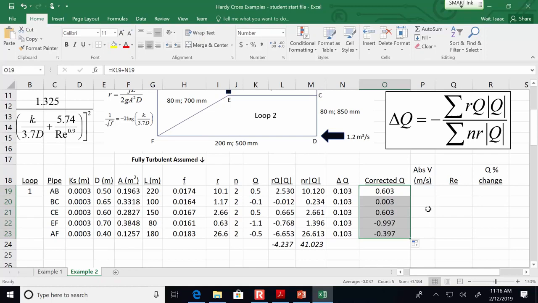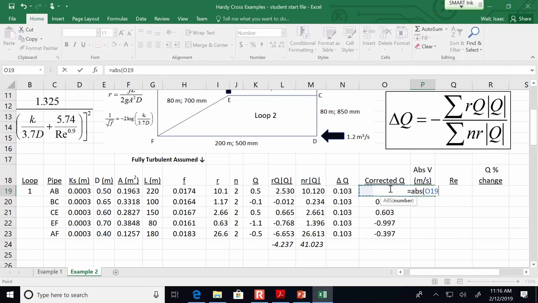And then the absolute value of the velocity, we need to calculate that so that we have an estimation of the Reynolds number later on. Okay, so that's pretty easy. That's just going to be the absolute value of the flow rate divided by the cross-sectional area. And we have to do the absolute value there to get rid of the minus sign that we have in some of these flow rates. The minus sign, you know, reflecting direction. We don't need that if we're just calculating the Reynolds number.